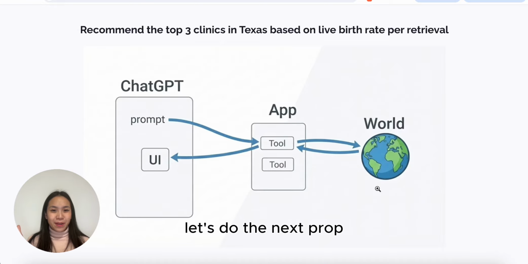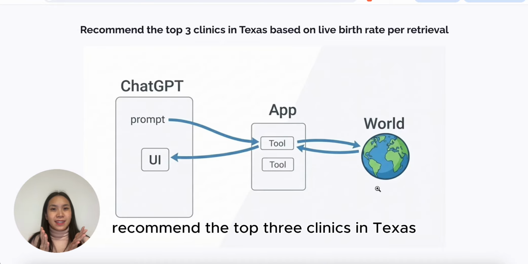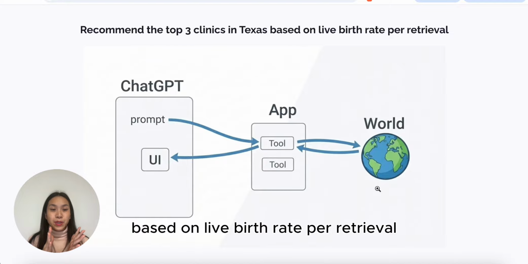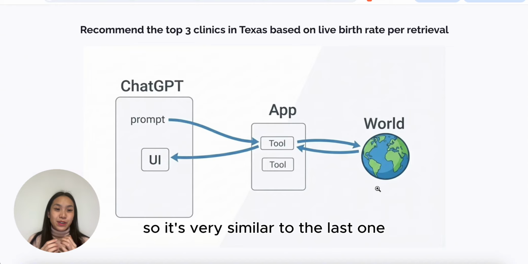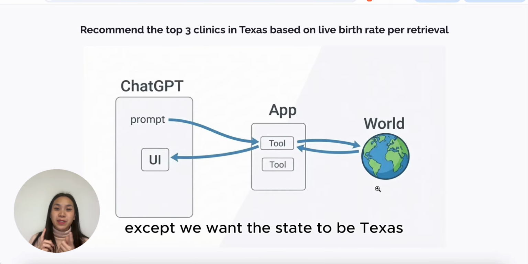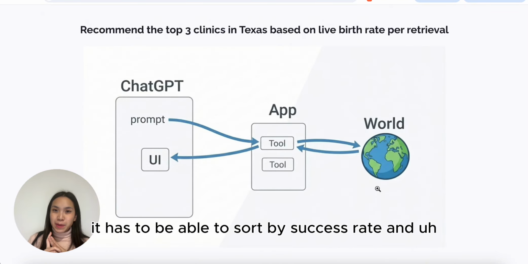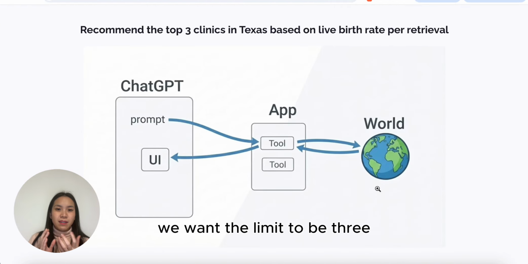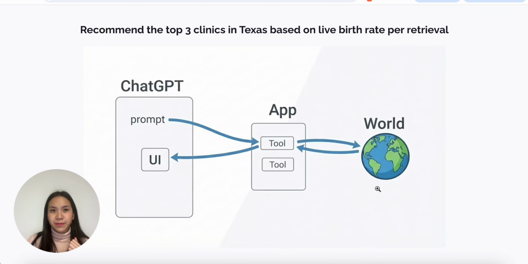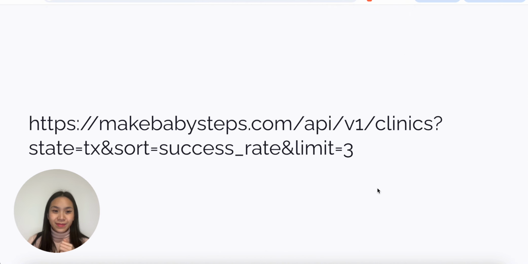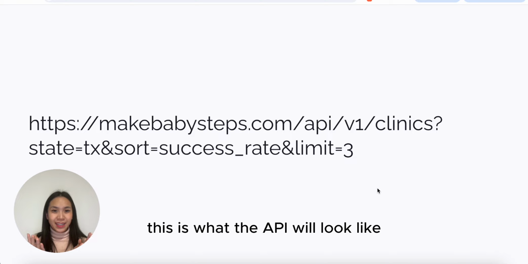Let's do the next prompt. Recommend the top 3 clinics in Texas based on live birth rate per retrieval. Did you get it? So it's very similar to the last one, except we want the state to be Texas. It has to be able to sort by success rate, and we want the limit to be 3 because they asked for the top 3 clinics. This is what the API will look like.